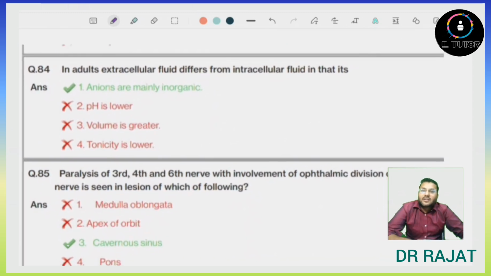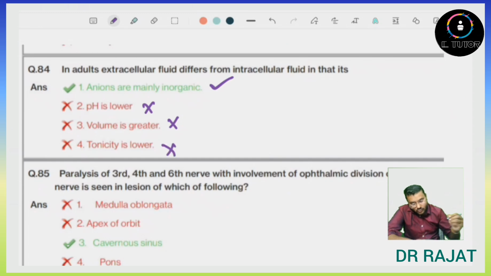In adults, extravascular fluids differ from intravascular fluid in that anions are mainly inorganic. This is true. pH is lower. No, this is not true. pH is higher, more alkaline it is, and volume is greater. This is not true. Volume is more in the intracellular fluid, and tonicity is lower. No, this is also false. So here answer will be anions are mainly inorganic. This is true.